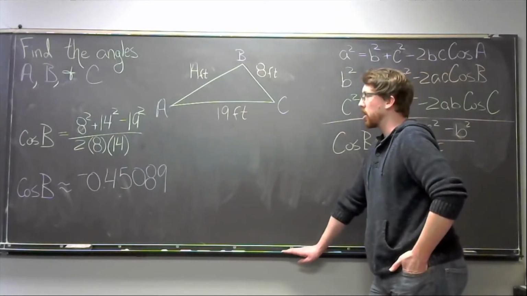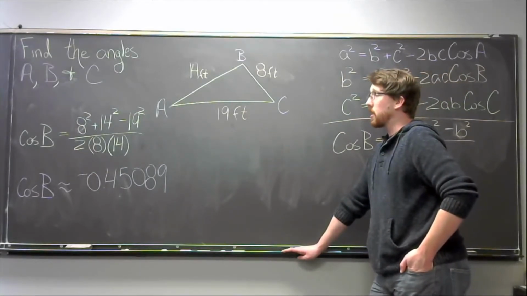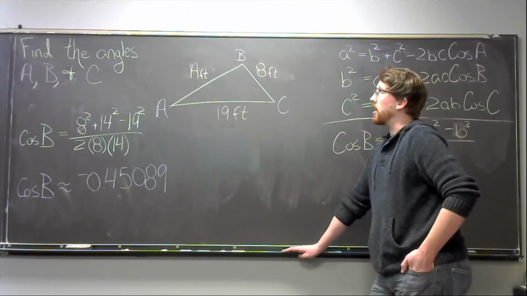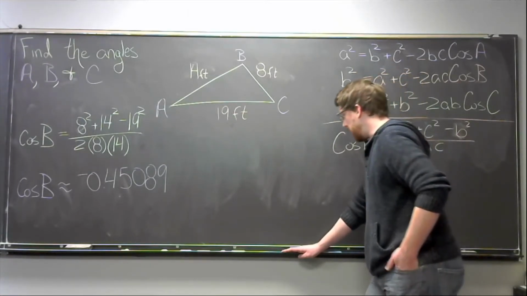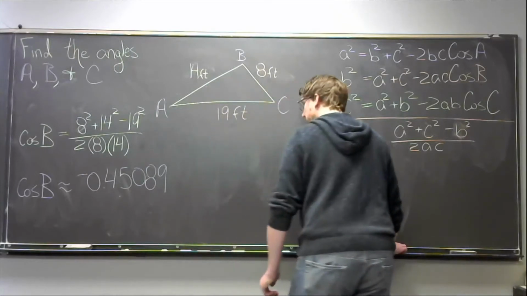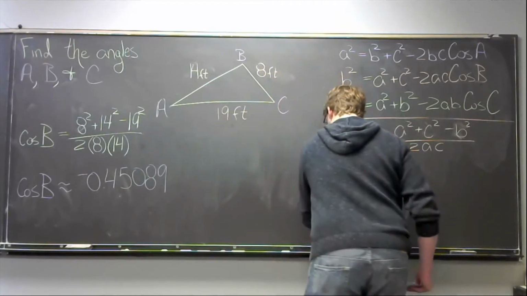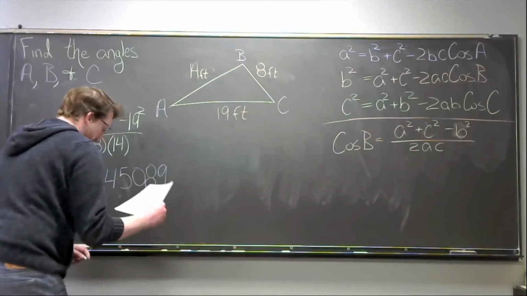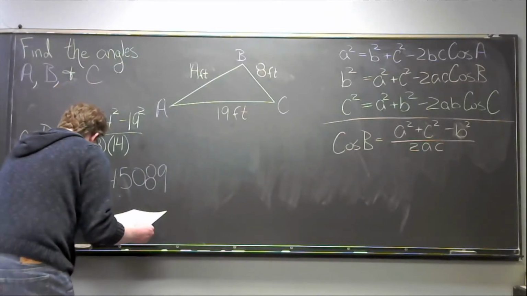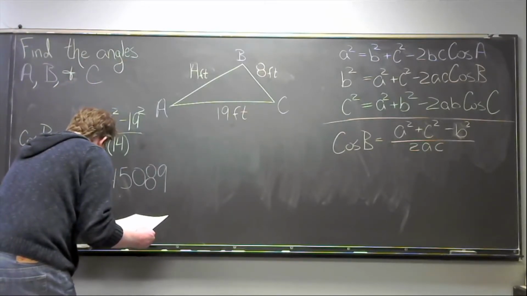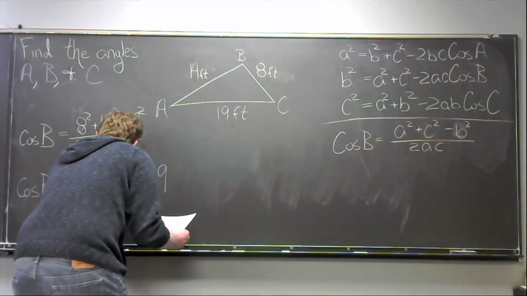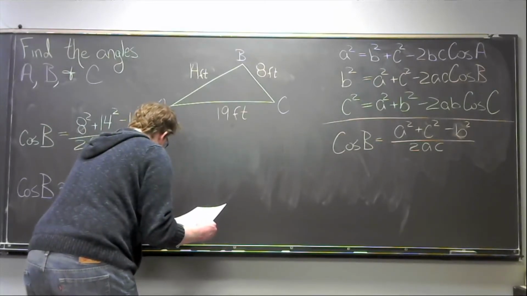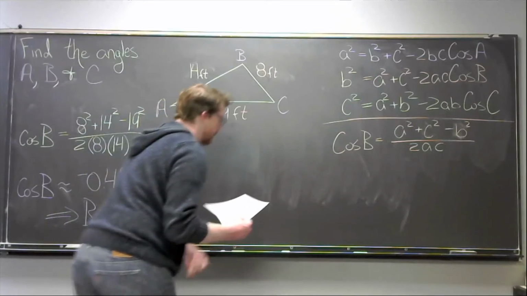Now from here, we can apply our arc cosine and do some massaging and figure out what we've got, or we can go back to the unit circle and approximate it. But no matter what we do, we're going to find that B is approximately 116.8 degrees.